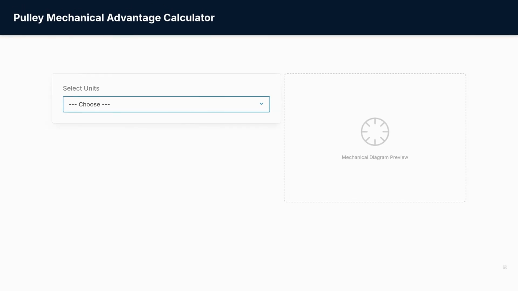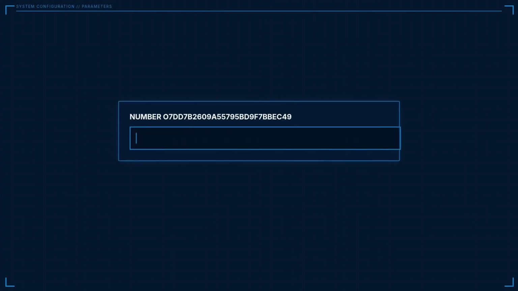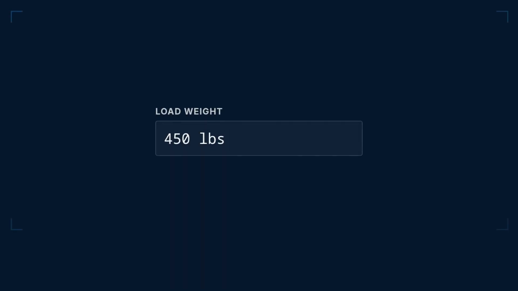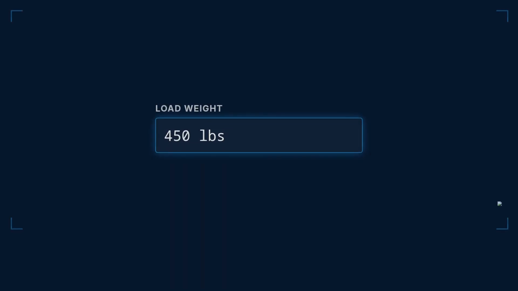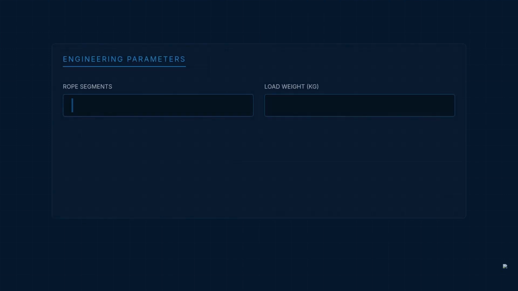Next is the units drop-down, which offers newtons, pounds, or kilograms. I'll keep it set to newtons. Below that, we enter the number of supporting rope segments, which accepts values from 1 to 20. Finally, we input the load weight in our selected units. For our example, I'll enter 2 for the number of supporting rope segments and 10 for the load weight.